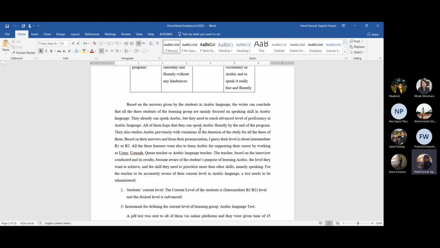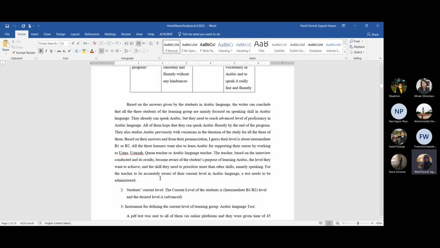All three learners want to learn Arabic to support their career by working as Ustad or Ustada, Quran teacher, or Arabic language teacher. About Rabah, she wants to be able to help Turkish children in the masjid because she told me that the study of Quran is not prevalent in Turkey, and since she wears hijab and can speak Arabic very well, she wants to help children in Turkey by teaching them in the masjids.